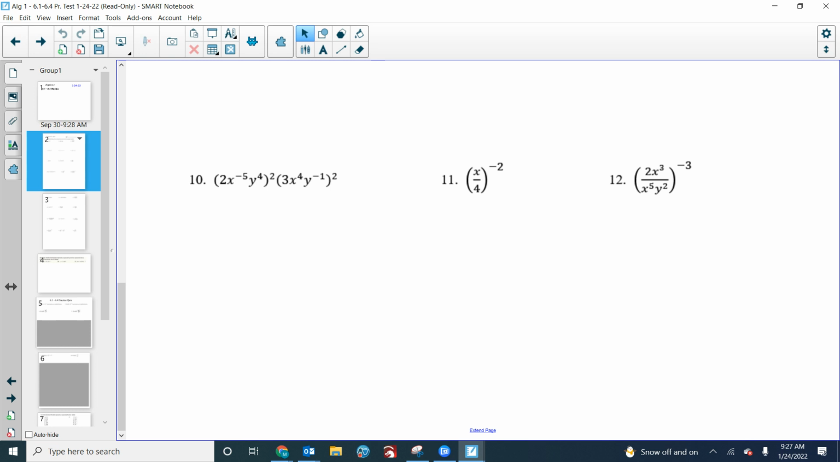Everything in this first parenthesis, how many terms do I have? Not 2, how many? Don't you have 3? I have the 2, I have x to the negative 5, y to the 4th. I have 3 terms in that first parenthesis. Everything gets raised to what power? Second power. Okay, think of the 1 or the 2 there. It has a first power. What happens when I raise a power to a power? What do I do with them?